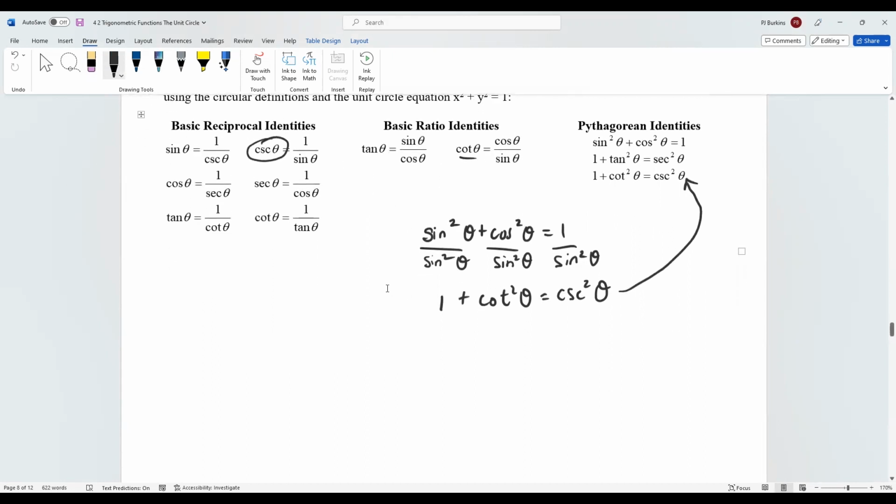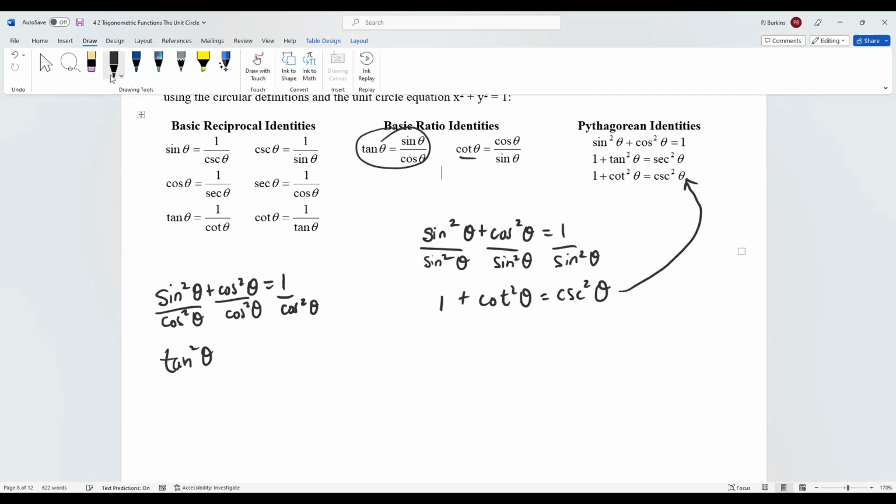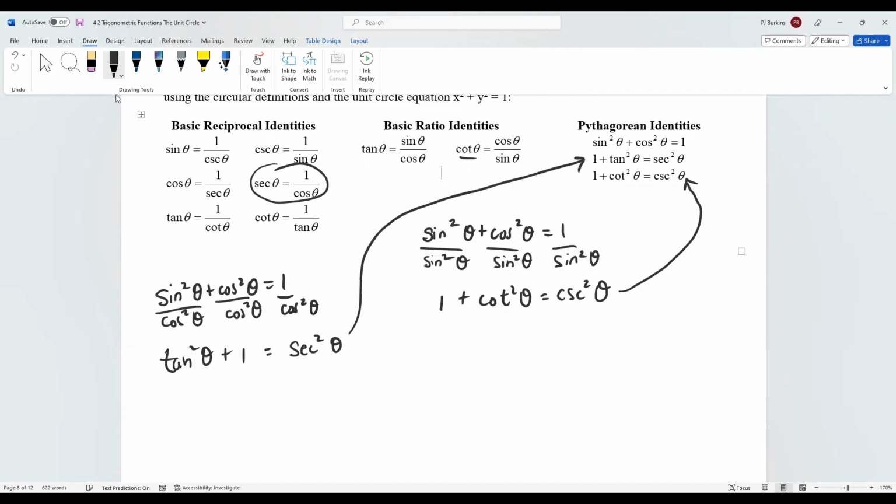And you can get the second one, again, starting with the original Pythagorean identity and dividing everything by cosine squared this time. Sine over cosine now is the tangent. So this is tan squared. Then we have cosine over cosine. That's just 1. And 1 over the cosine is secant. So 1 over the cosine squared is secant squared. And that's the one in the middle there.